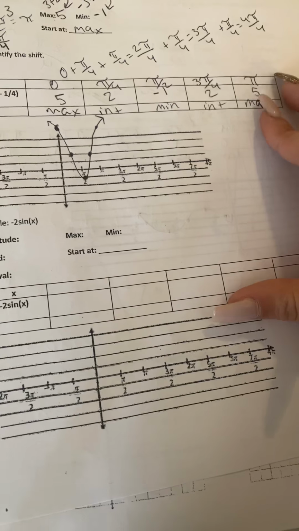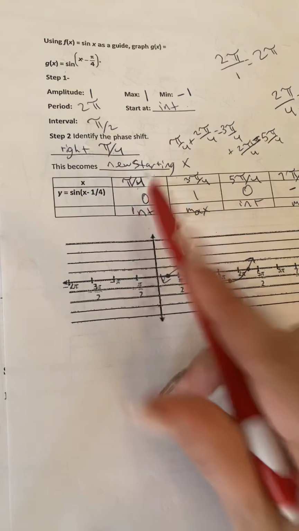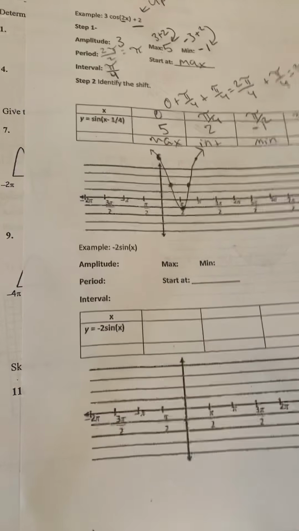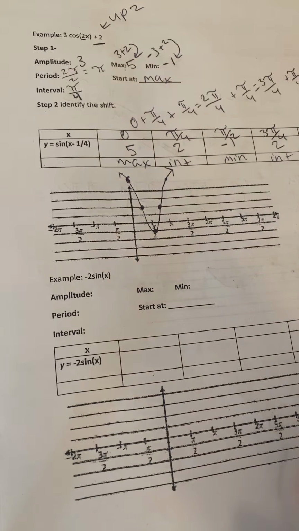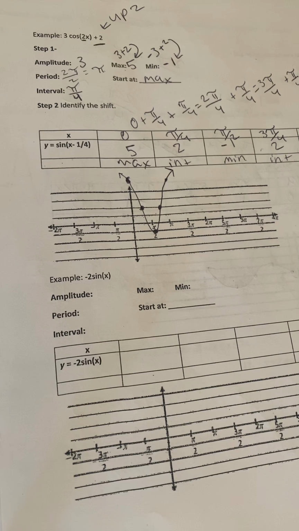Okay. So if you look back at the previous problem, if it's left and right, it's going to change what your starting x value is. That's the only thing that changes. And if you're going up and down, it changes what your max and min and your intercepts are going to be. Okay?